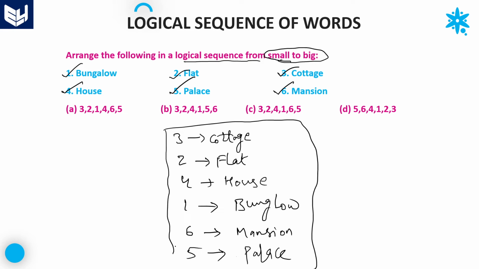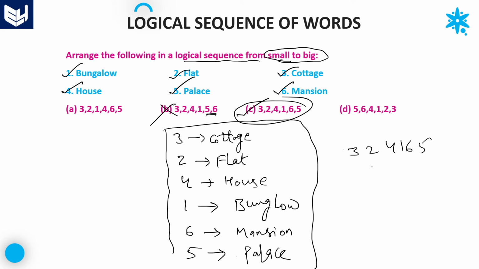Here the order is 3, 2, 4, 1, 6, 5, which is option C. Guys, if you observe carefully, 3, 2, 4, 1, 5, 6 is also there, but this is the wrong one. Some people will think that mansion is bigger than palace. That is not true. Palace is bigger than mansion. Therefore, the order is 3, 2, 4, 1, 6, 5.